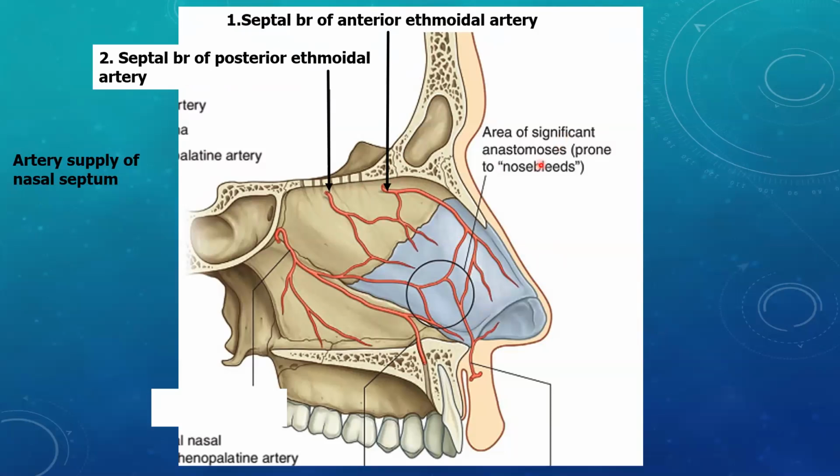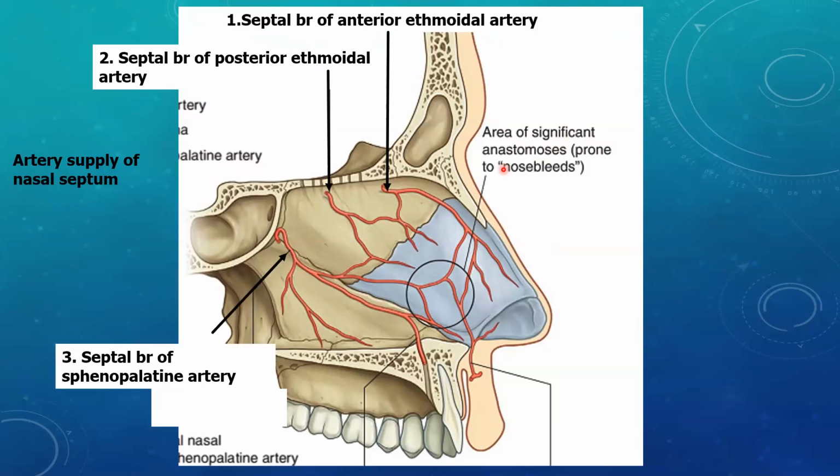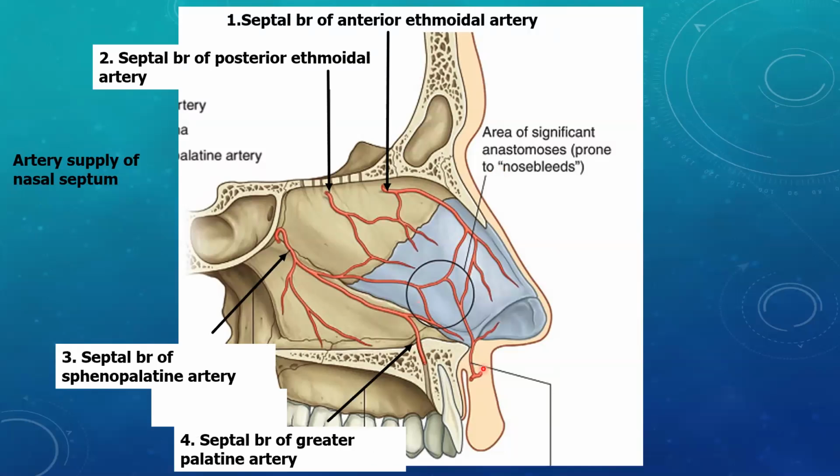Posterior ethmoidal artery. Third is sphenopalatine artery. Fourth is the septal branch of the greater palatine artery from the palate. The fifth one is the labial artery. Okay, labial artery.